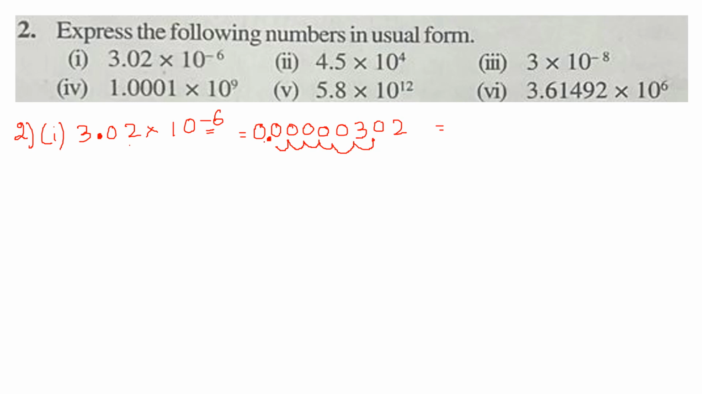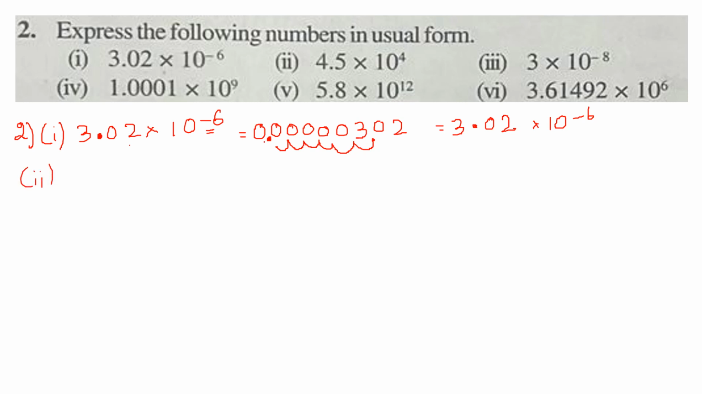Okay. So let's check it. Like how we'll write if a decimal is given, we'll just write 3.02, right? And then we'll count how many places it has gone backward, forward. So 1, 2, 3, 4, 5, 6. So into 10 to the power minus 6. This is how we used to write, right? So our question and the verification is the same. So our answer is correct.